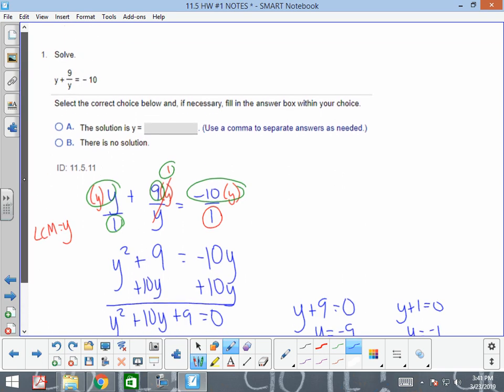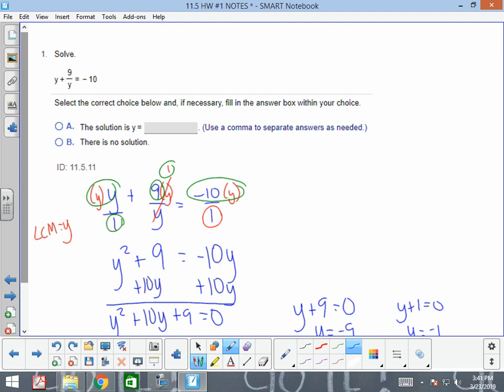So we're going to write -9 and -1 in our answer. What we want to do is always visually check our answer and make sure that the answers we get for y, -9 and -1, do not make this denominator into a 0. So -9 does not make that into a 0, and -1 does not make that into a 0. So just make sure you do that visually before you put your answer down.